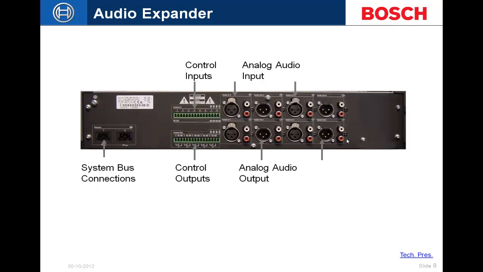The control inputs are supervised, same as the network controller. However, for the control outputs, you do have access to all 5 of the control outputs. And again, a system bus connection for redundant networks. This is not a power supply within the network itself. The network controller itself is the only power supply within the system, and this is powered via the system bus, meaning it's powered from the network controller.